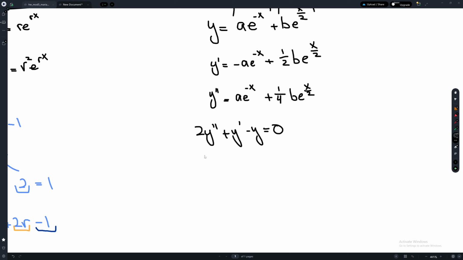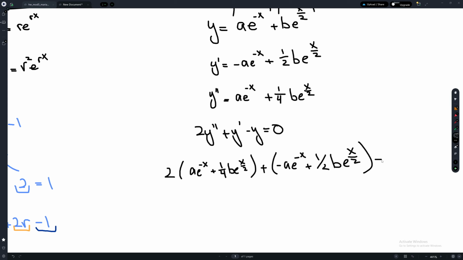equals 0. All right, and now we sub it in, and so what do we get? 2 stays, right? The 2. Now we put these in brackets because this has to distribute in, and we have a e^(-x) plus 1 over 4 b e^(x/2), right? That's our first term, plus our second, which is a negative a e^(-x) plus 1 over 2 b e^(x/2).